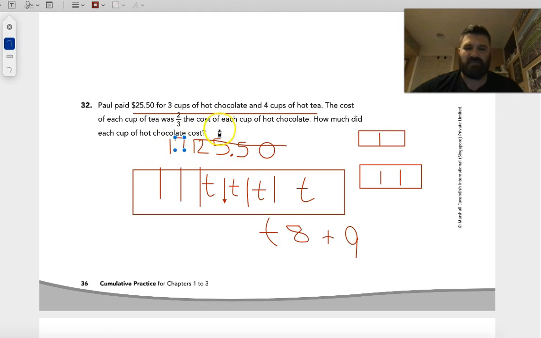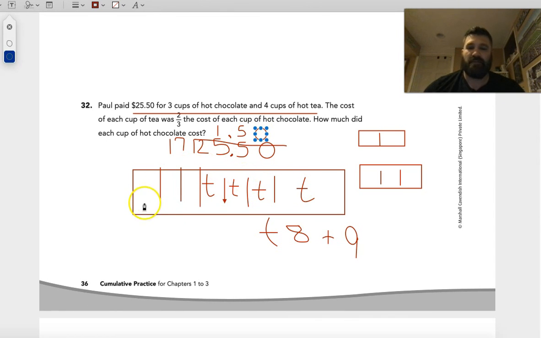So 17 goes into 25 once, 25 minus 17, and then you can continue it. You're going to end up with $1.50. Okay, so that tells you for one thing is $1.50.